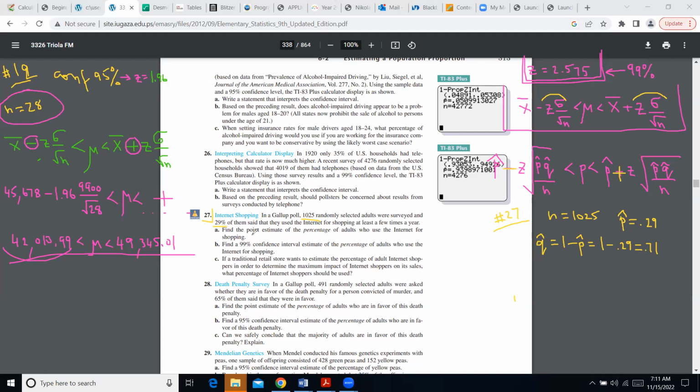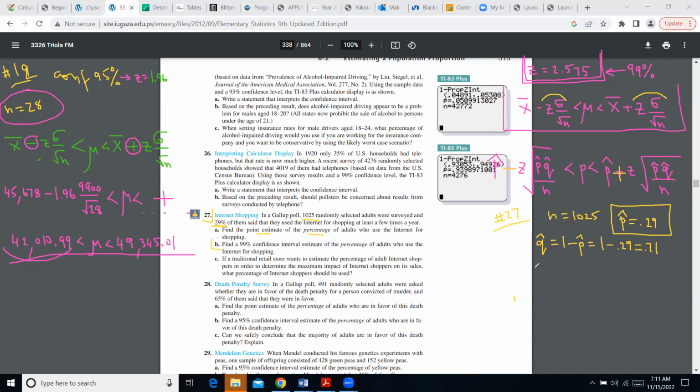So they say find the point estimate of the percentage of adults who use the internet. Well, they call point estimate P with a hat. That's actually what they gave us. So I don't know why they asked this part A, because it's actually already answered there, 0.29. Well, maybe just to make sure you understand what they're talking about.